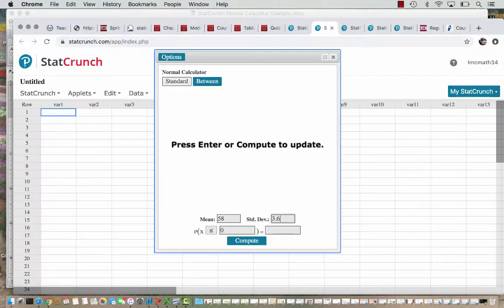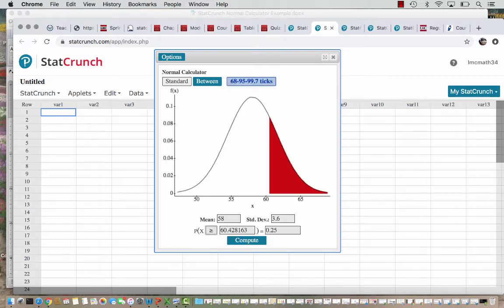The first question asks us about the highest 25% of days. So we want to come over here on the second row, and in the right box, we want to put in 0.25 for an area of 25%. And then we don't want the lower 25%, we want the upper 25%. So we choose the greater than or equal to inequality. And then notice the missing x value here has popped up. So what this is telling us and shading for us here is that temperatures 60.4 and above are in the top 25% of days in January in Oakland.